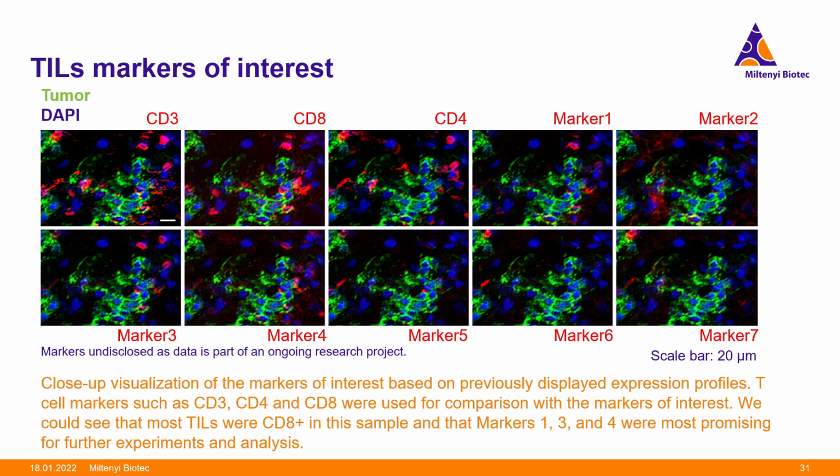And it's not only that you have the expression profiles and can get a heat map of the data out, but because we retain the spatial information, you can also go back to the images to look at what these markers look like. Here we have overlays of the different markers with the tumor cells, in comparison to those expressing CD3 and also CD8. In this case, the researchers found that markers 1, 3, and 4 were the most promising to do further experiments and analysis with downstream.